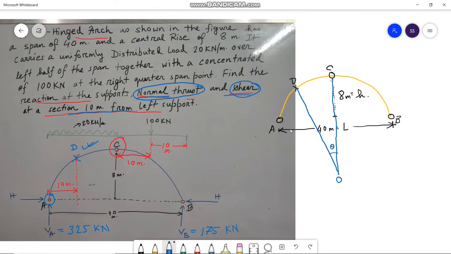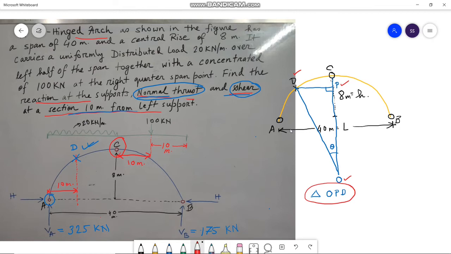Then draw a perpendicular from point D on the line OC. So we have point P. So we are getting a right triangle from this geometry, that is OPD. O means this point, P means this point, and D means this point. And these 3 points together form this triangle OPD.